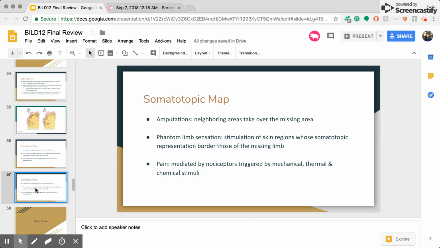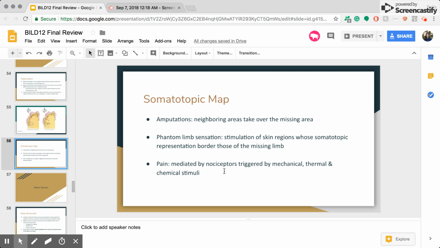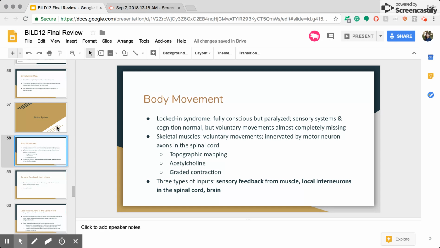And the last part of this is pain. In the case of pain, the receptor for pain is called the nociceptor. For nociceptors, you just need to know that they're mechanically, thermally, and chemically stimulated. That's all I think you really need to know about that. Moving on to motor systems.